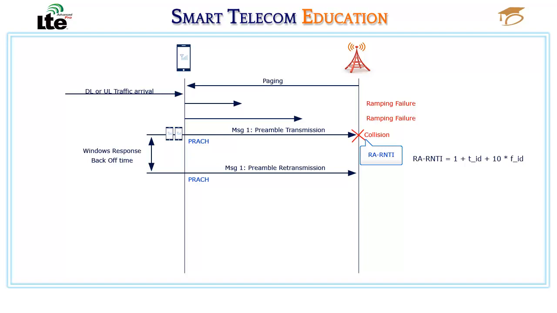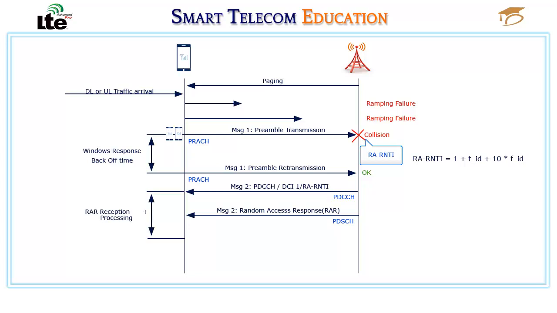If the preamble is correctly received, the eNodeB acknowledges it by sending a random access response message, message 2, to the UE within the response window. The message sent over the physical downlink control channel, PDCCH, is actually a pointer via RA-RNTI to the actual resource in the physical downlink shared channel, PDSCH, where the random access response can be received.